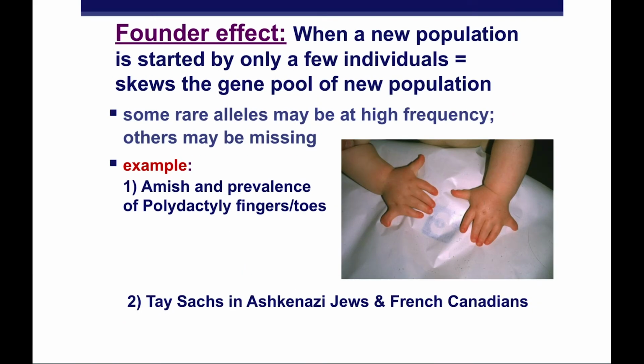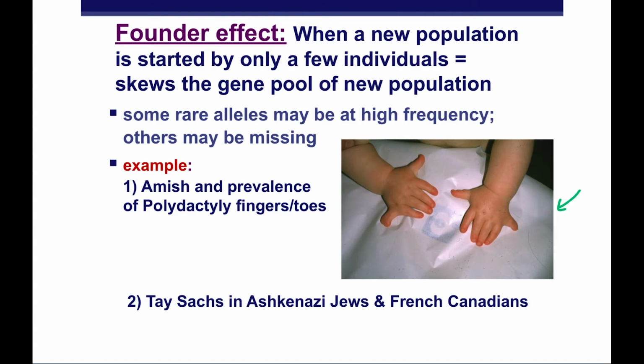Another classic example of the founder effect is in the Amish community. In the Amish community, there's a higher prevalence of people with more than 5 fingers and toes, because the original founding population happened to have one person with an allele, and it's a dominant allele, so it's really represented because you only need one copy to have that trait. But the original founding population happened to have one individual that had that allele. As a result, all their descendants in this fairly small community ended up having the allele.